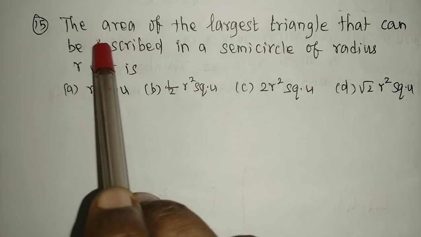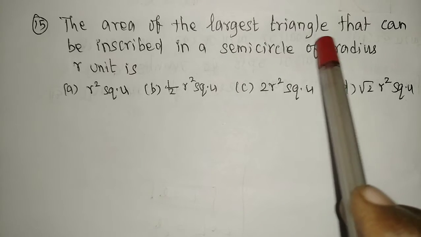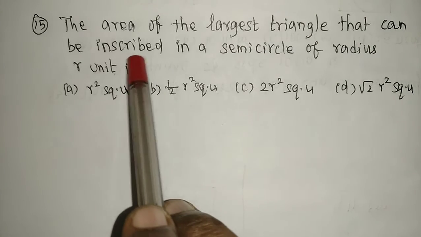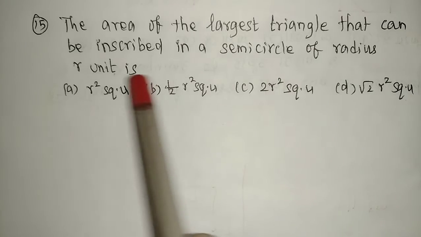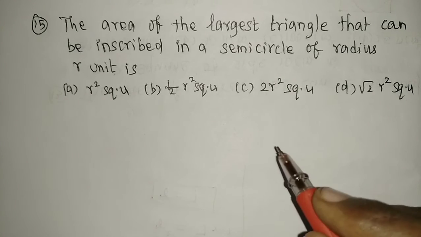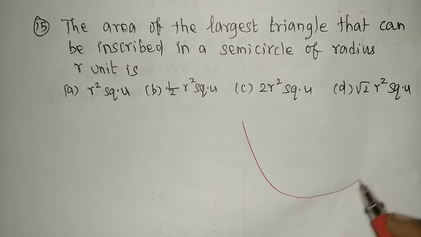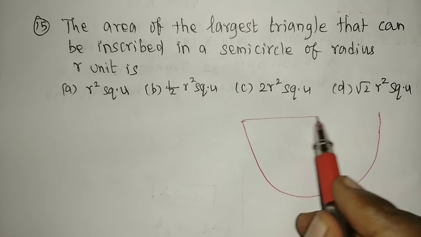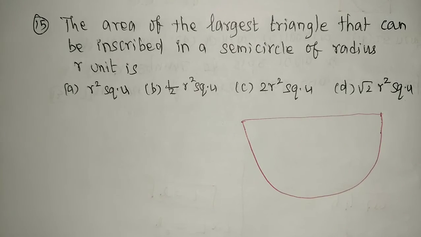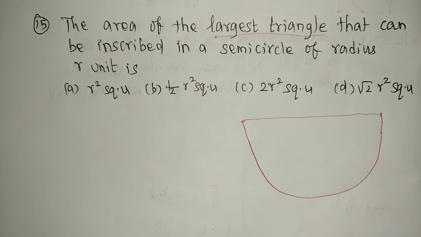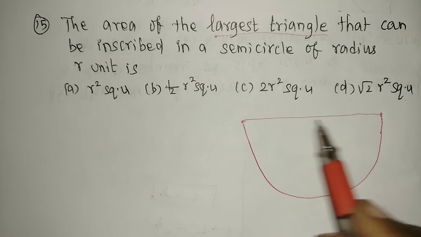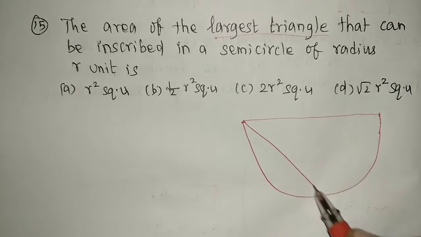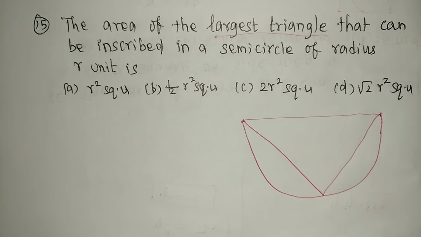15th, the area of the largest triangle that can be inscribed in a semicircle of radius r units. First you can draw one semicircle. In the semicircle, they said we have to find the largest triangle. Take this side as the base, and if you draw like this, you will get the largest triangle.